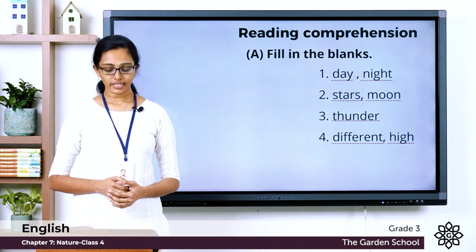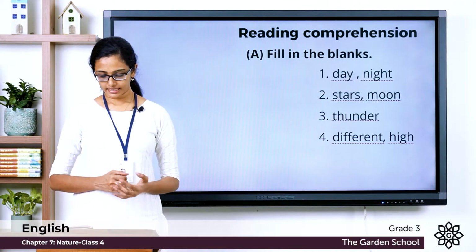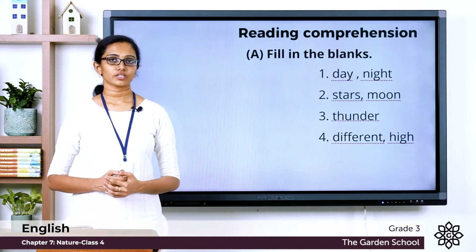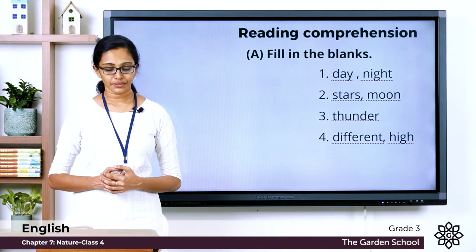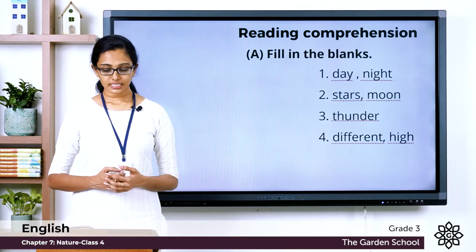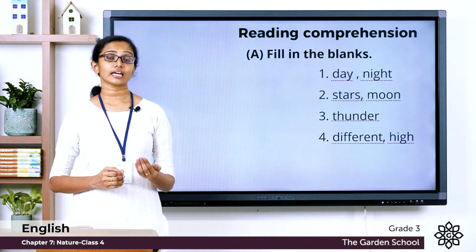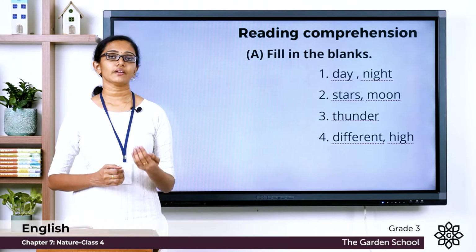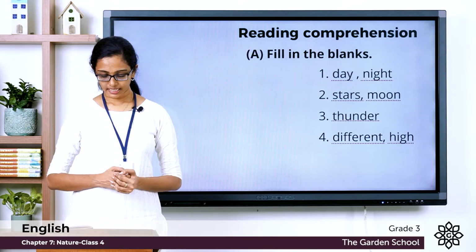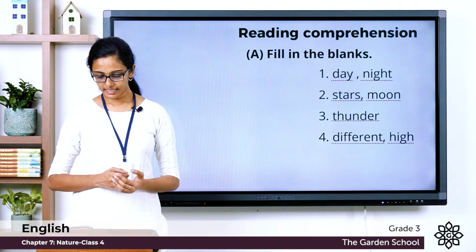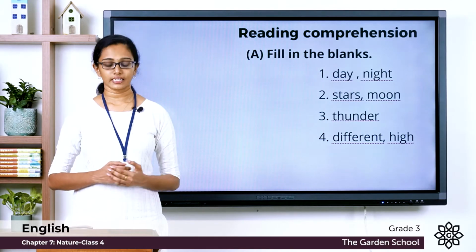Now question number 3. Clouds clash together in the sky and make dash. So the fifth stanza reads, the clouds in the sky that look like sheep, they clash together and thunder sweeps. That's the way of nature. So what is the answer here? Clouds clash together in the sky and make thunder.